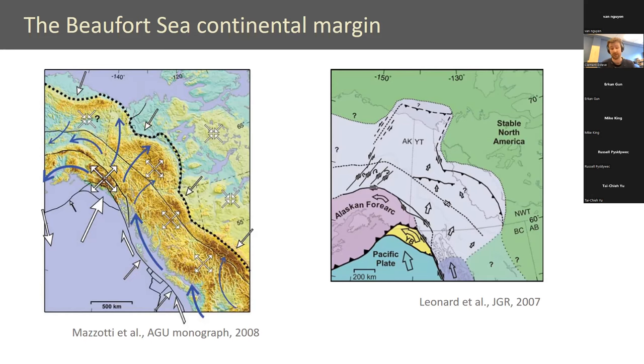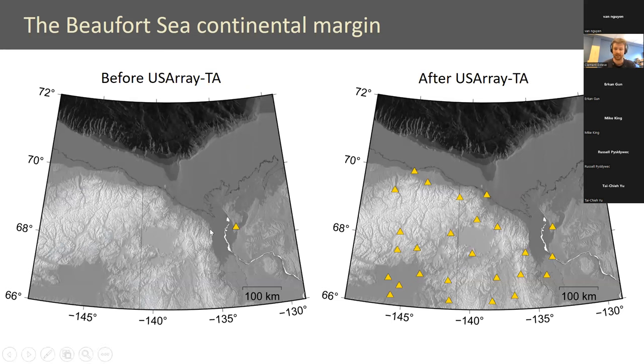And that's basically because of the sparsity of geophysical stations in the area. But recently we had the deployment of the USArray stations across Alaska and across Western and Northwestern Canada. So you have two maps, before the deployment of the USArray stations and after, and you can see that it filled quite a lot of gaps. So now we are able to develop a new tomography model of this region with this data set.